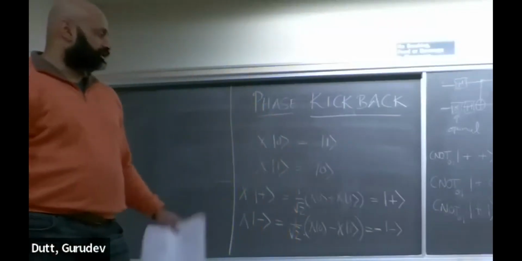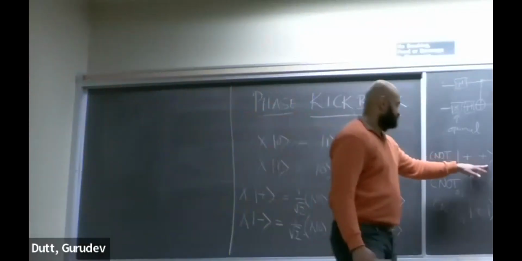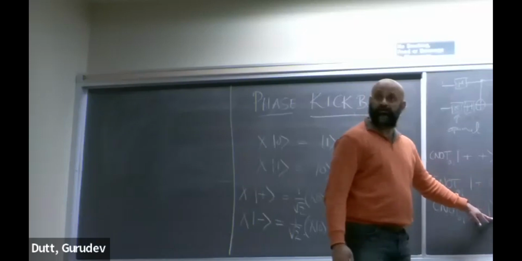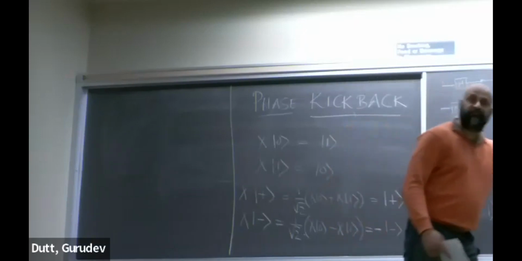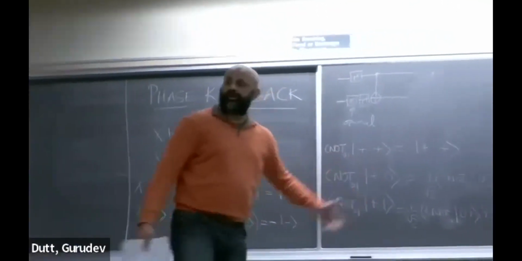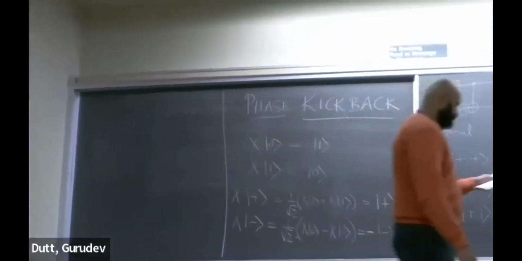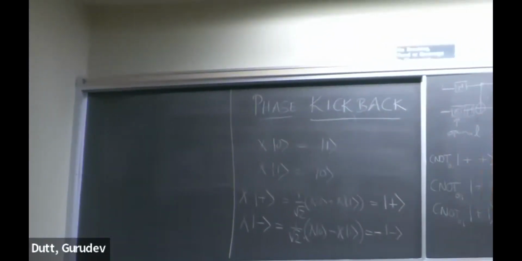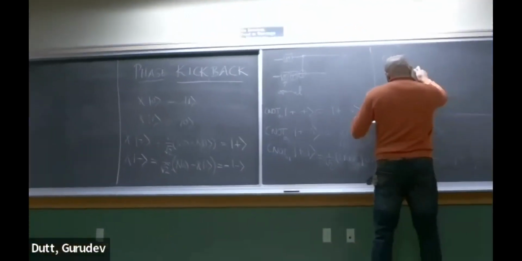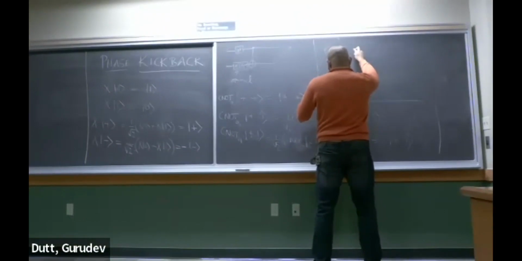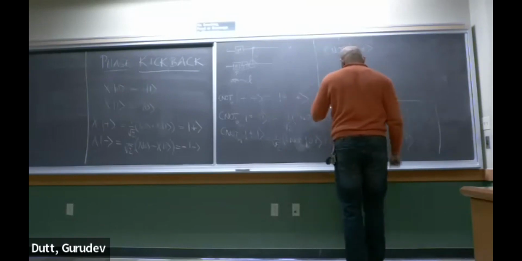Because plus plus is just plus 0 plus 1 over root 2, and C naught does not affect either of them. So the output state is C naught plus plus. Okay. Now we can do this also for minus. Let's do C naught minus minus. Or let's do C naught minus plus. Okay. That may be a little bit more interesting.